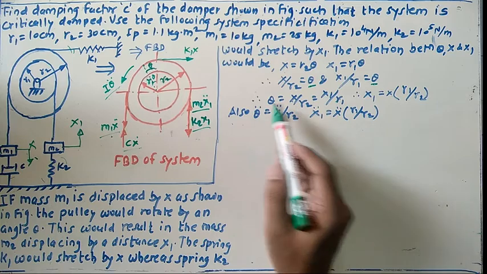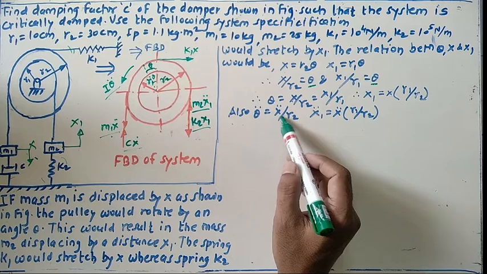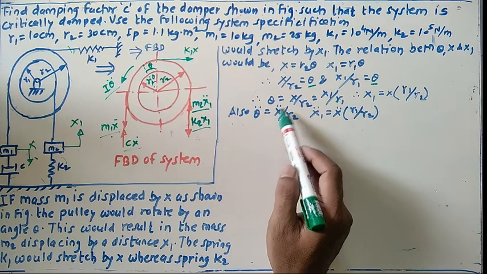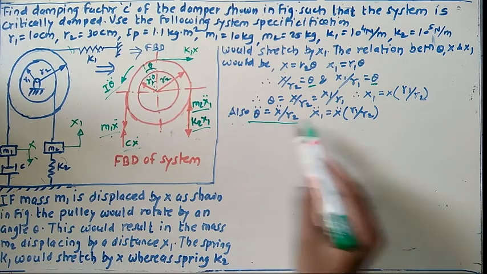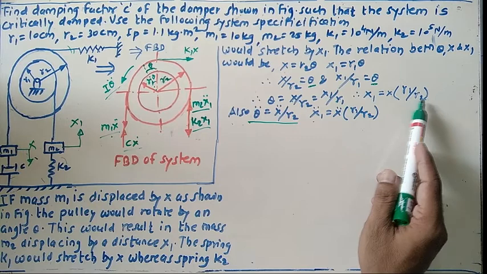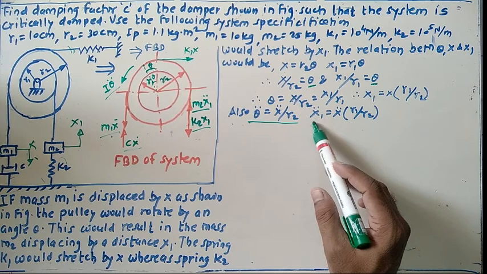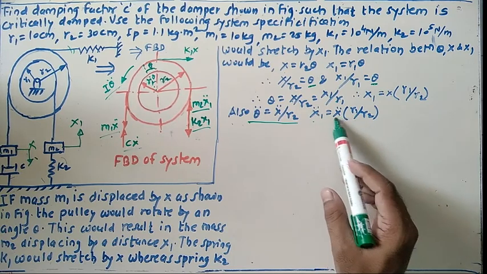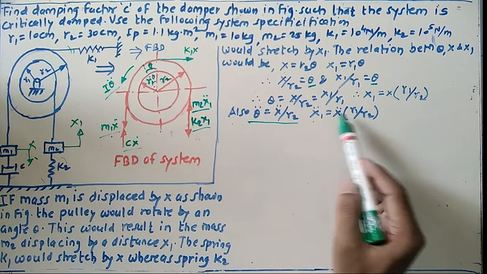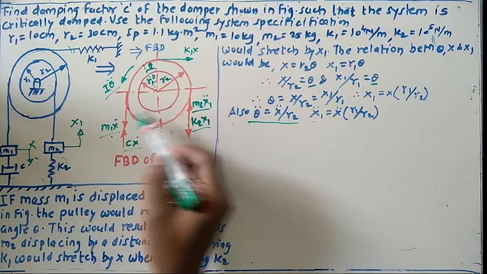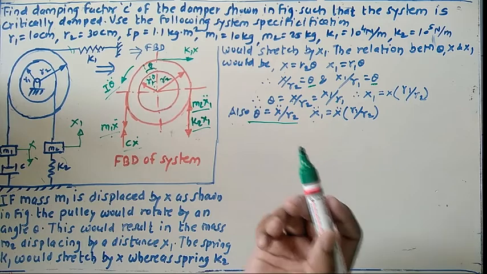If I differentiate this twice, we get theta double dot equals the double derivative of this, x double dot divided by r2. This gives us the term for theta double dot. Similarly, if I differentiate this term with respect to time twice, we get x1 double dot equals x double dot into r1 by r2. This term is constant, so it will remain as it is. Now you can easily apply Newton's second law of motion or D'Alembert's principle to get the differential equation.